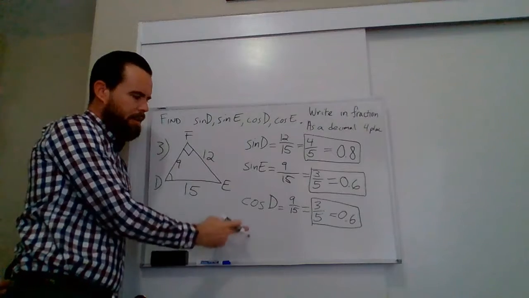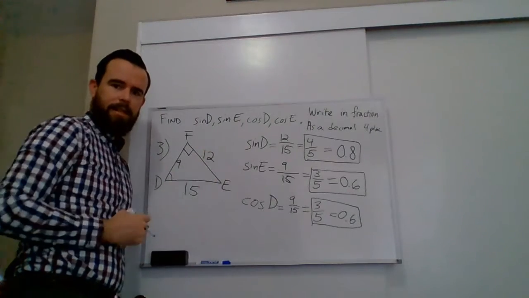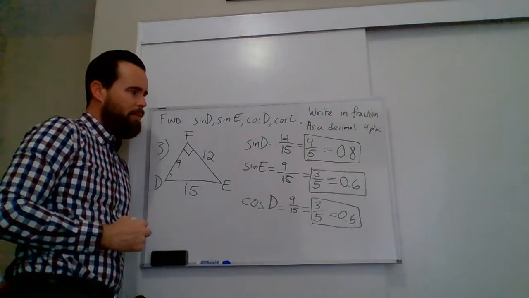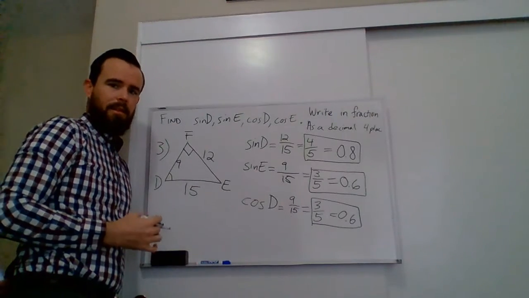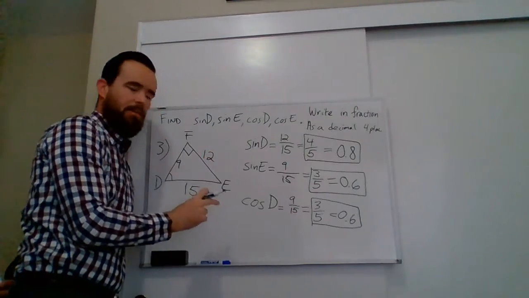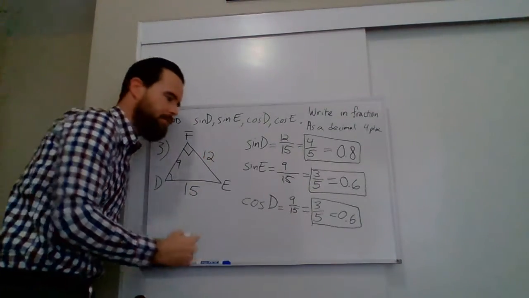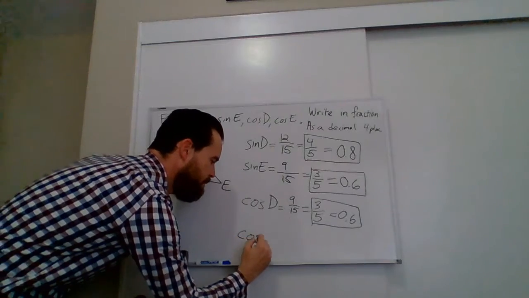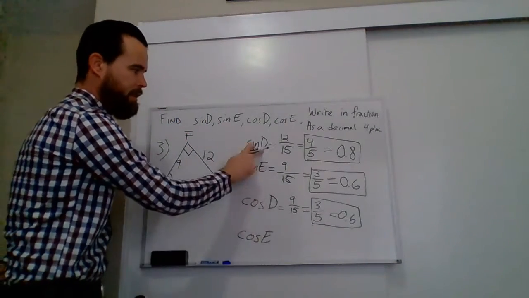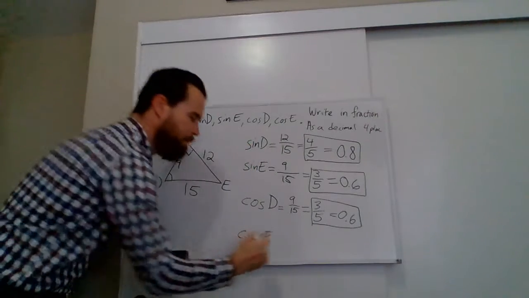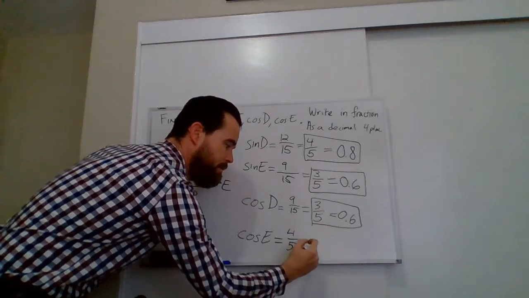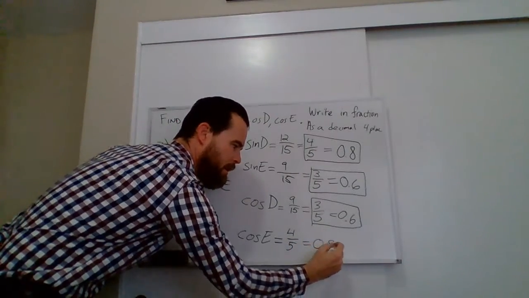Do we need to find cosine of E, or can we just look up here at sine D? I think we could just look at that sine D. We're going to use our properties to know that sine D equals the cosine of its complementary angle. So we can just go cosine E is the complement of angle D. So we already know that this is 4/5 and 0.8.